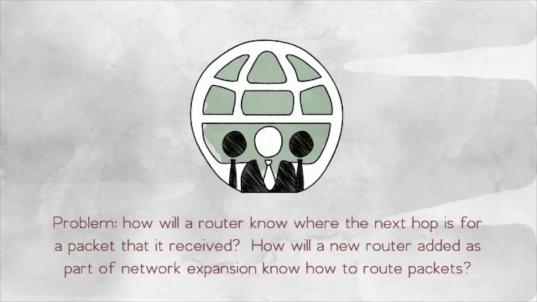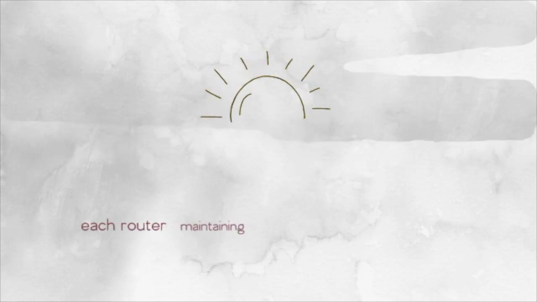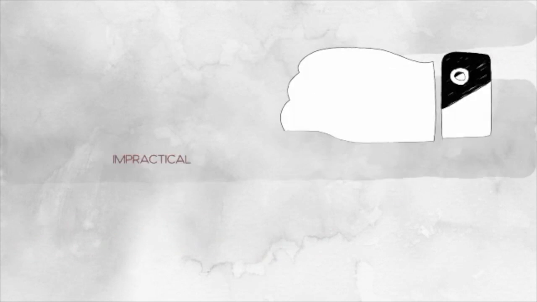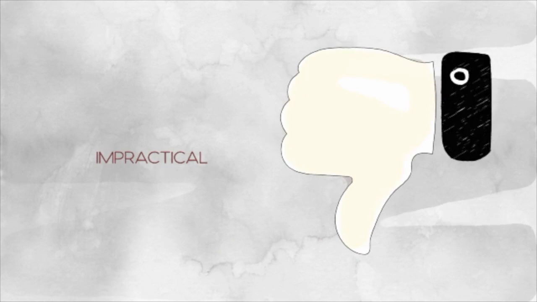In a large network like the Internet, how will a router know where the next hop is for a packet that it received? How will a new router added as part of network expansion know how to route packets? One naive solution can be each router maintaining a forwarding table which is updated manually by a network engineer. This solution doesn't scale and quickly becomes impractical.